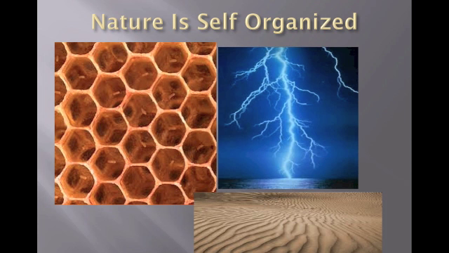Another thing that was talked about in the lecture was the fact that nature is self-organized. As you can see in beehives and lightning and sand formations, nature finds a way of organizing itself, whether it's creatures like bees knowing the most efficient way to create their beehives, or just lightning itself, the electricity forming out and branching out. And as you can see in the sand waves as well, they form a very distinct pattern. It's very organized, and really interesting to look at.